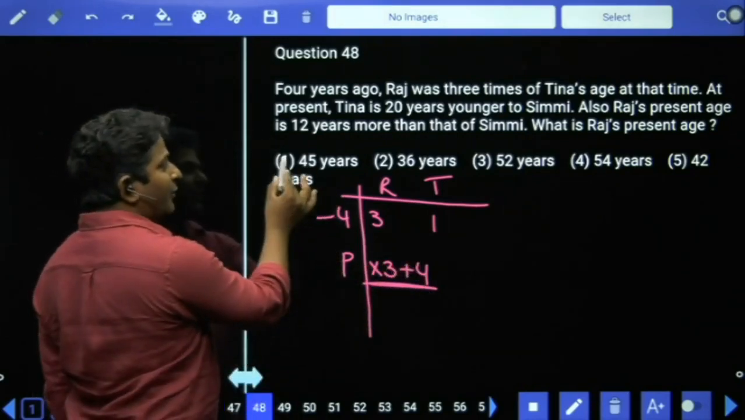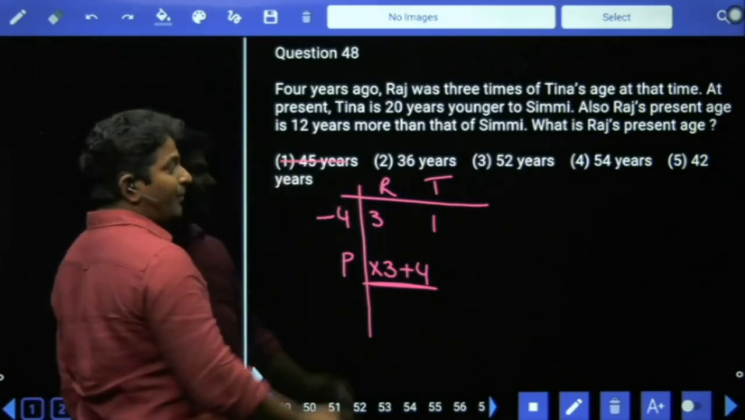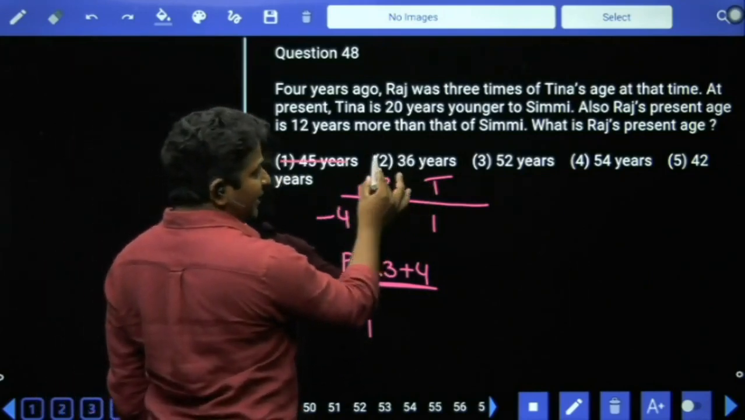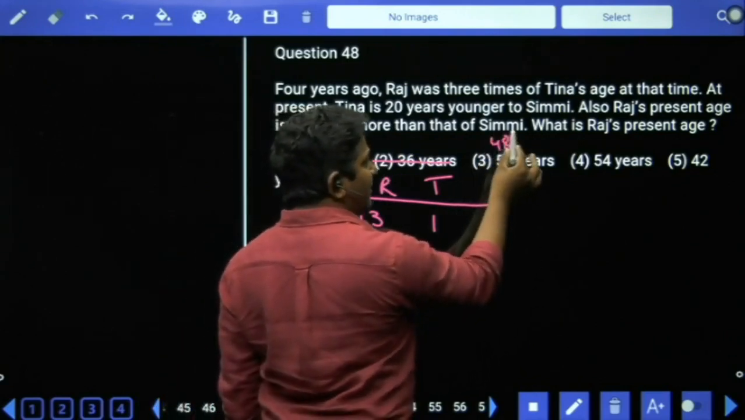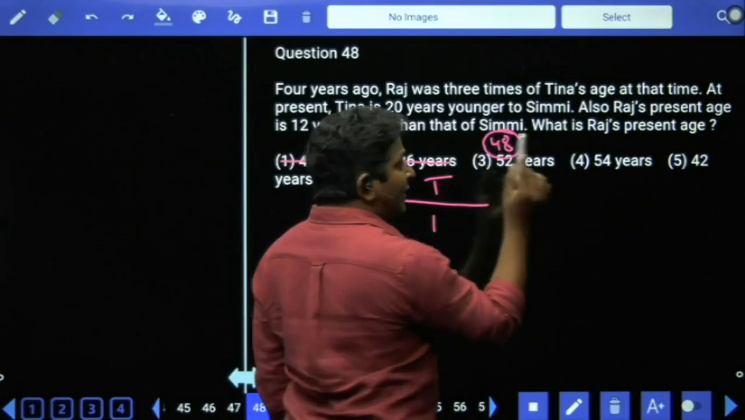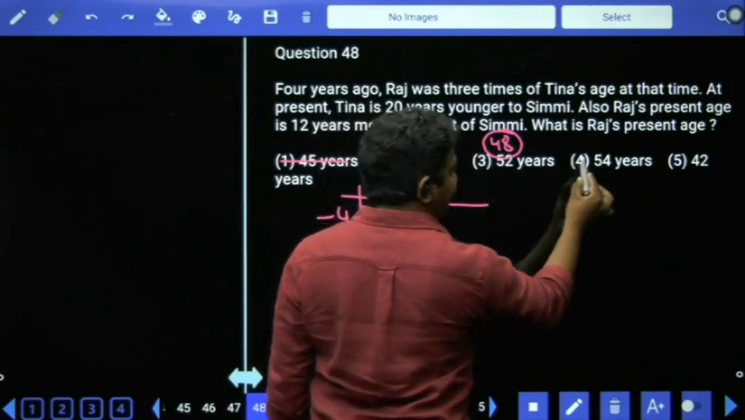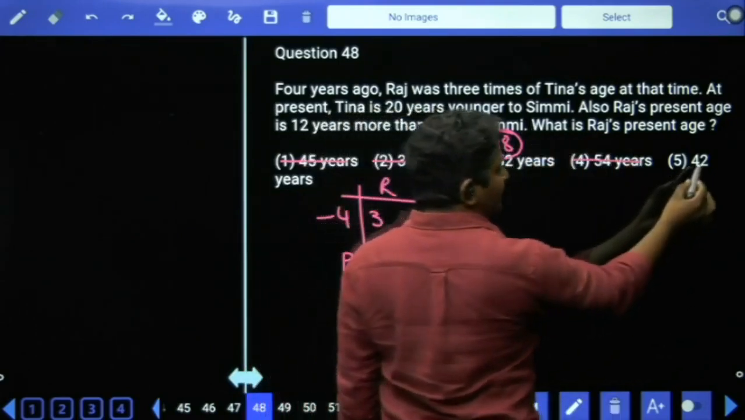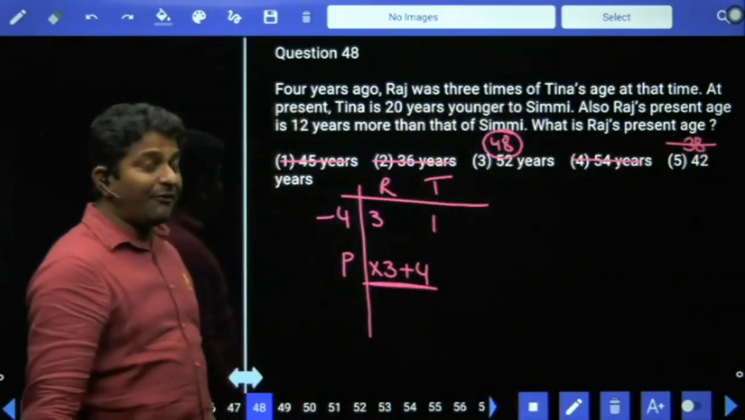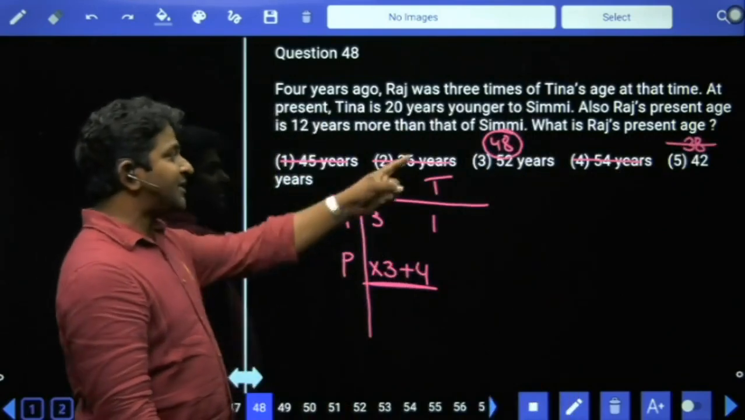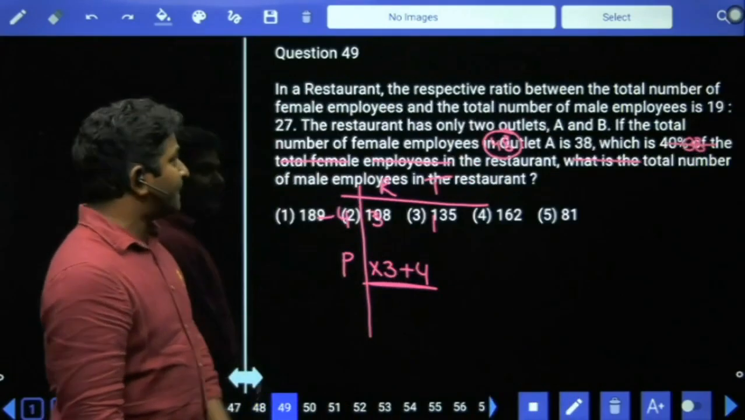If you subtract 4, 41, this is not a multiple of 3. When you subtract 4, that is 32, this is not a multiple of 3. When you subtract 4, you get 48, that is a multiple of 3. This may be your answer, hold it. If you subtract 4, that is 50, this is not a multiple of 3. Subtract 4, 38, that is not a multiple of 3. There is only one multiple of 3 after subtracting 4 years from Raj's age. Third option is our final answer.